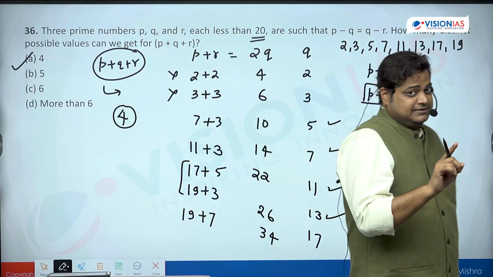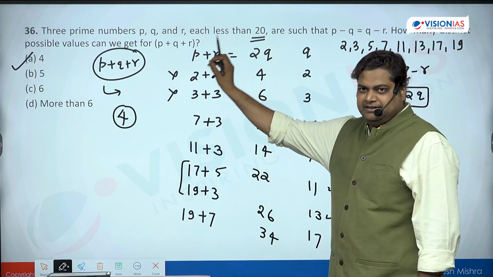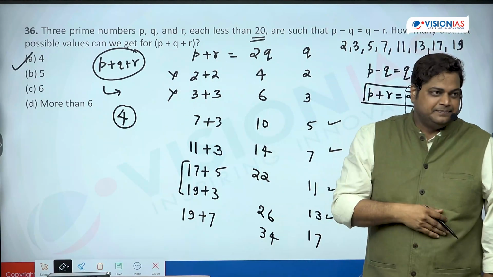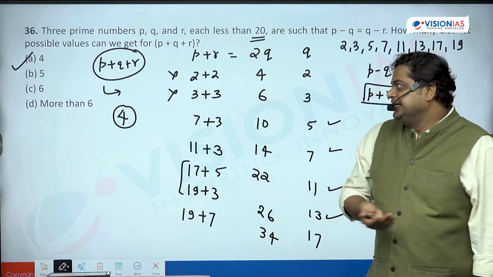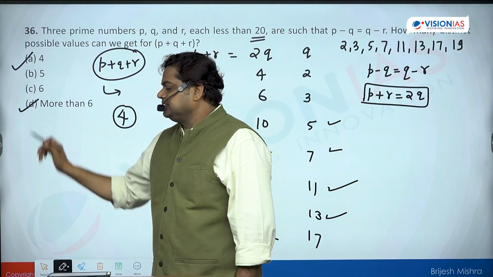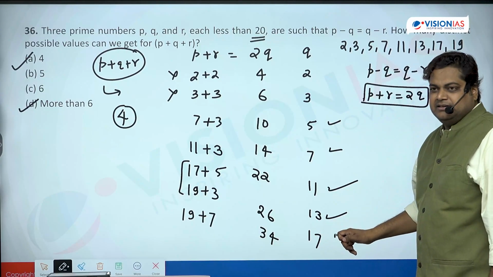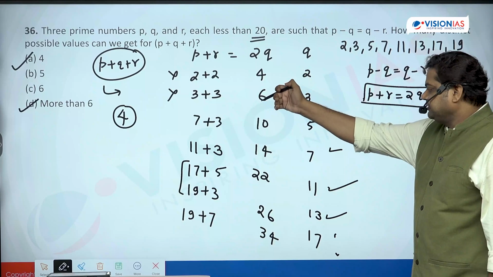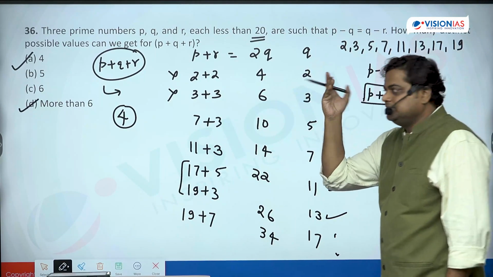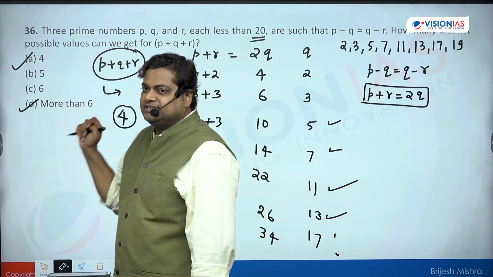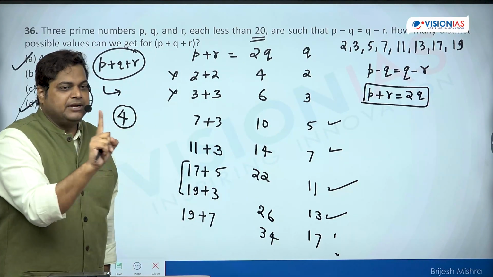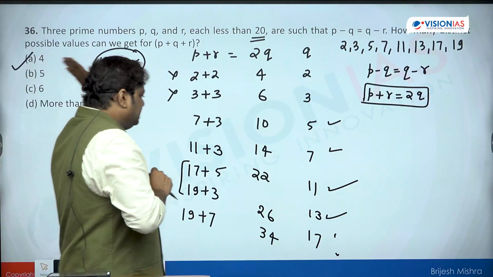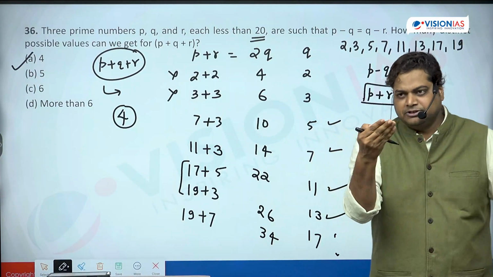But if they specifically write in the bracket that these numbers can be the same also, then the total possibilities will be more than 6. Because here also we are going to get a possibility, and at 19 also we are going to get a possibility, and these possibilities are already there. So we can have more than 6 possibilities if the same numbers are allowed. But if we go by the convention, we can go with option 4, distinct possibilities.